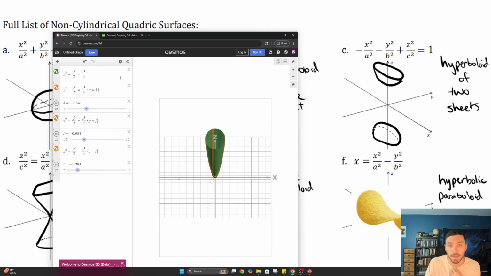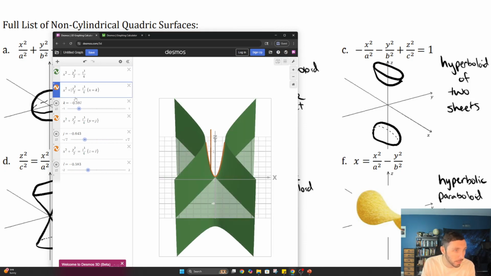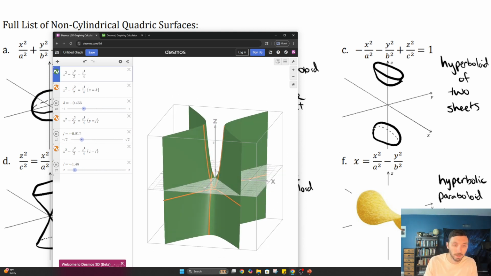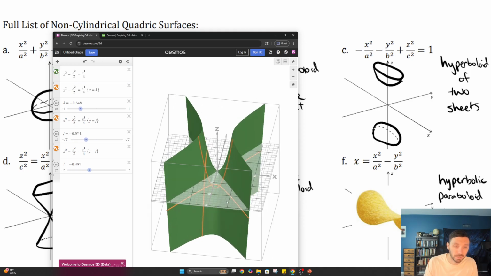All right. Last one is the hyperbolic paraboloid, the Pringle. And I guess we're just going to have a green Pringle, and that's just what it is. You know, just deal with it. All right. There we go. So the idea is that if you observe here, you can cut a little section off and make it look like a Pringle.